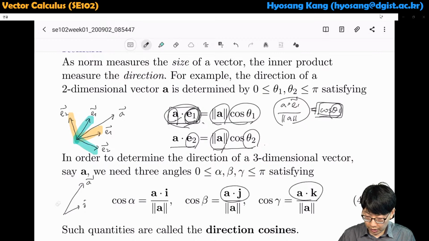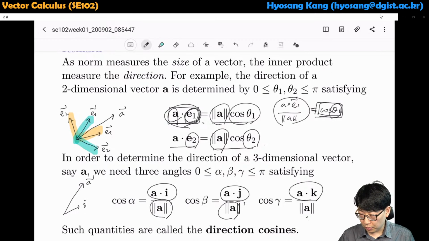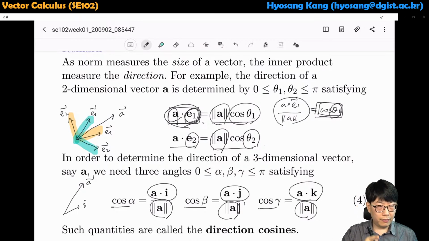So once you've done all the inner products and divided by the norms, then you get cosine values and take the angle by taking the arc cosine. You can find out the angle between the vector and the basis vectors. In that way, you can find out the direction of A. So if you assume that the direction of a vector is not God-given, then the inner product gives the direction of vectors. Okay.